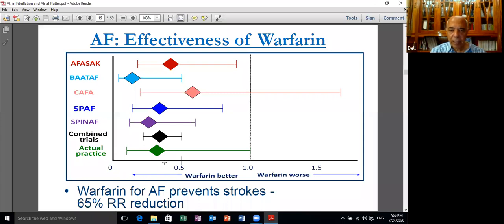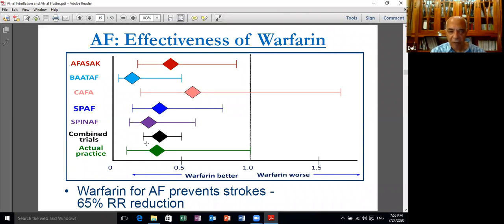Now, this is a Cox diagram which shows the importance of giving patients warfarin, and as you see, several studies show a 65% relative risk reduction if you give warfarin to patients with atrial fibrillation, whether we are talking about paroxysmal, persistent, or permanent atrial fibrillation. One important caveat in interpreting these studies is that warfarin was given and was in the therapeutic range 65% of the time.